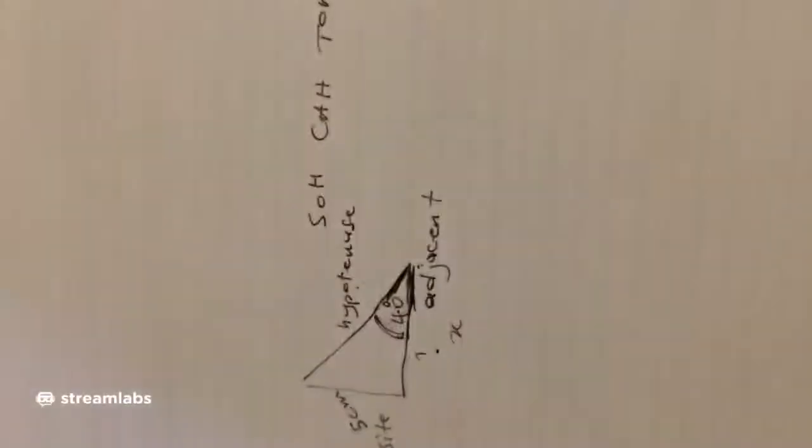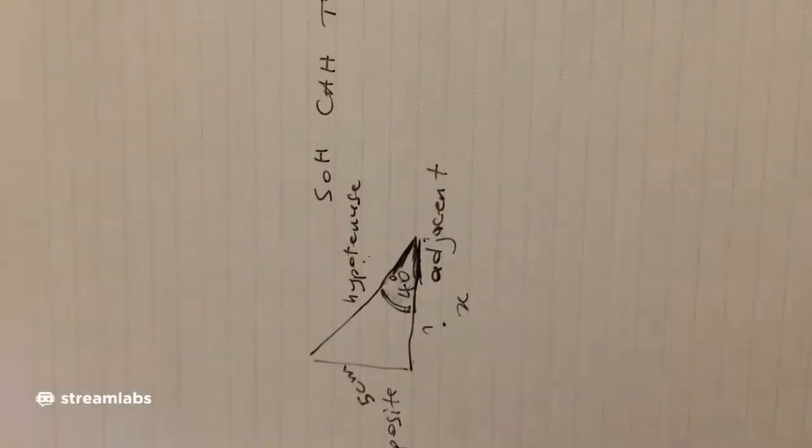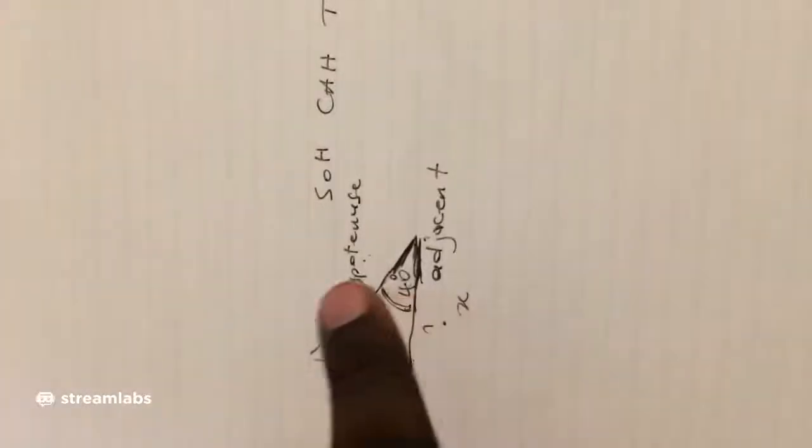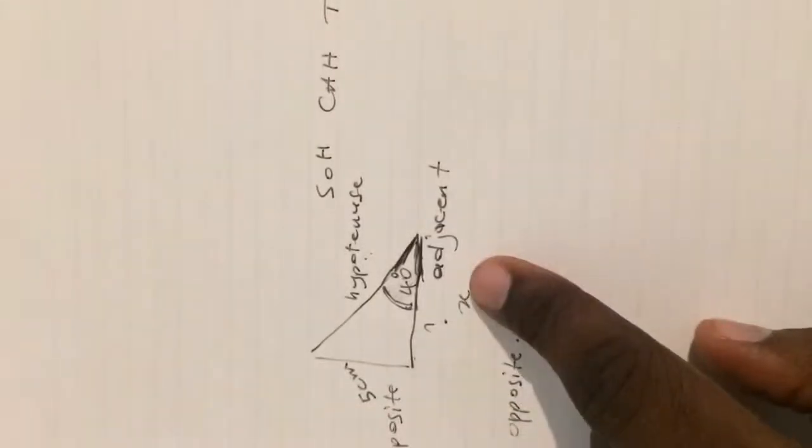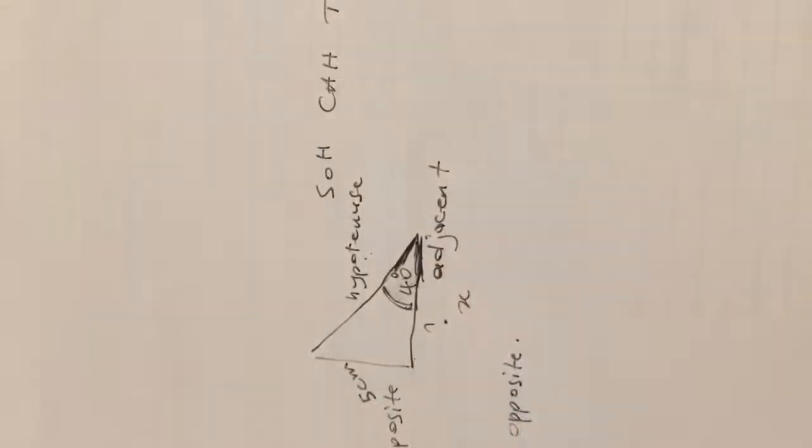Now, how do we know which ratio to use? We have the angle, and we look at which two sides we use in this question. We're given 5 centimeters, which is the opposite, so we need the opposite. And they're asking us to find the base, and the base is the adjacent side. So we're using the opposite and the adjacent side.